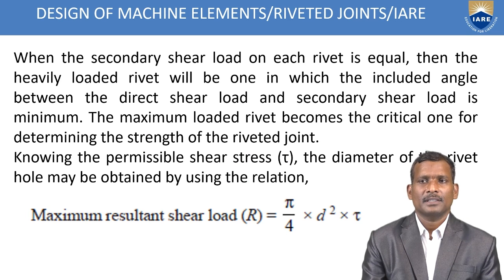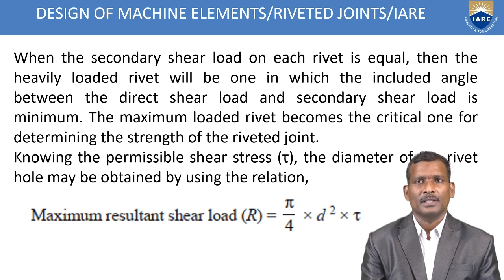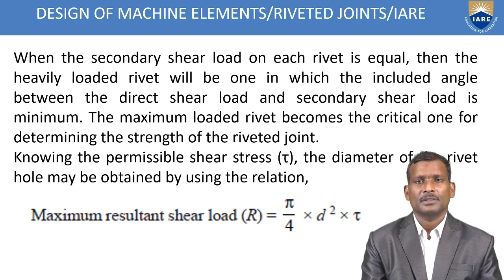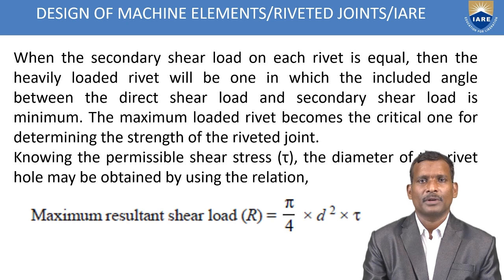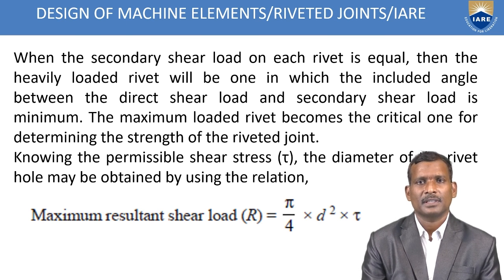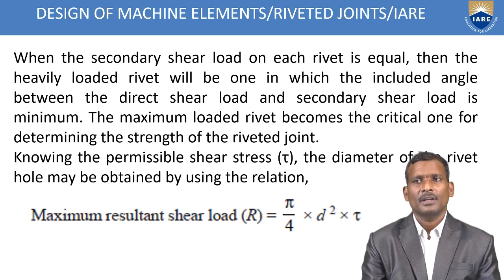So when the secondary shear load on each rivet is equal, here one thing you have to do: you have to identify which rivet is heavily loaded. The heavily loaded rivet will be the one in which the included angle between the direct shear load and the secondary shear load is minimum. Clear? So the maximum loaded rivet becomes the critical one for determining the strength of the riveted joint. So we have to identify which rivet is critically loaded.